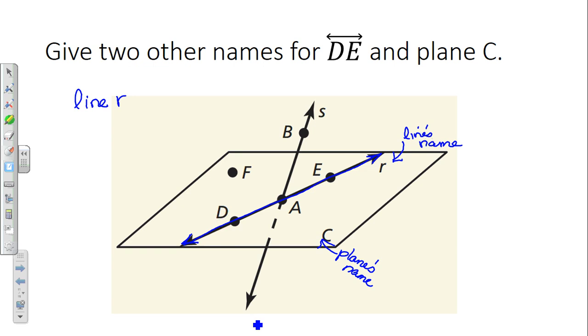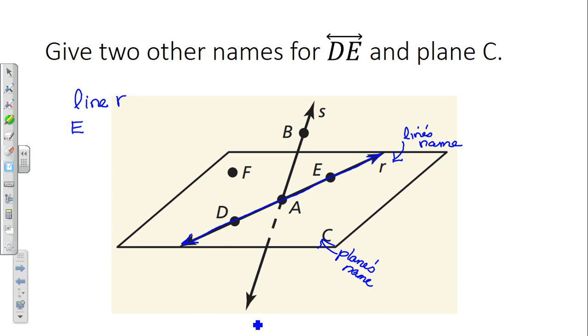You could potentially name the plane that it's in, but then we would also include other stuff, wouldn't we? Okay, so you want to call it plane C containing line D and E, but we just really want to kind of ignore everything else about it and just give another name for this particular line. So is there another point on that line? A. So could we use that as part of its name? DA, AE. And ED is another way just to write it backwards, right? And that's the same line, but another way of writing it.